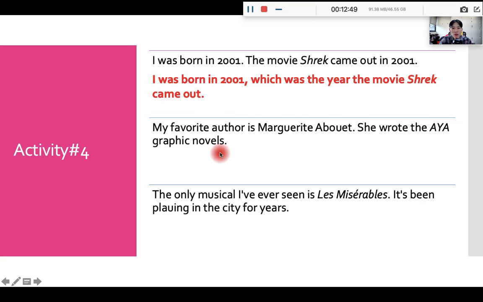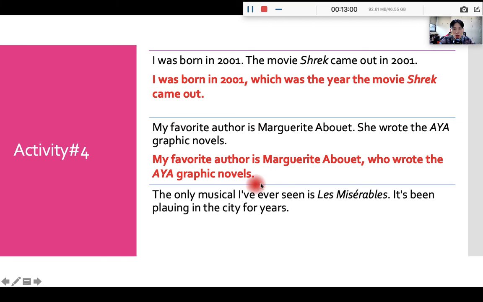Number 2, my favorite author is Margaret Atwood. She wrote the Aya graphic novels. So graphic novels are like comic books, okay? So here: my favorite author is Margaret Atwood, who wrote the Aya graphic novels. So in this situation, even if you don't offer the relative clause here, people will know who you are talking about, and they might even know Atwood writes Aya.